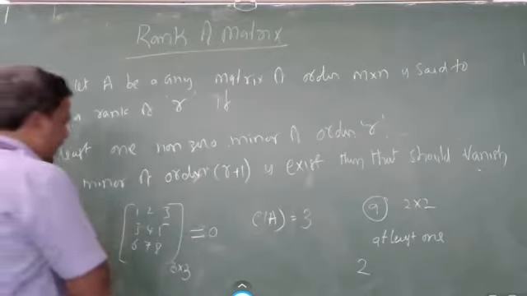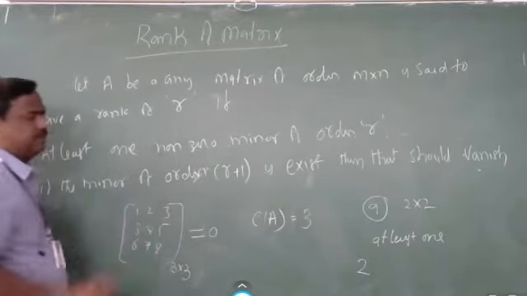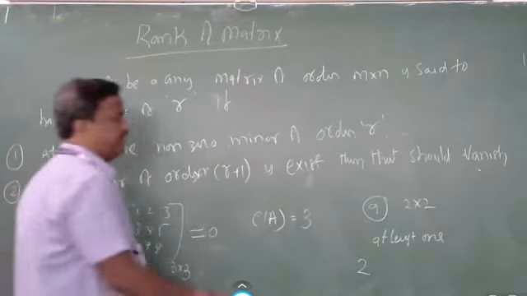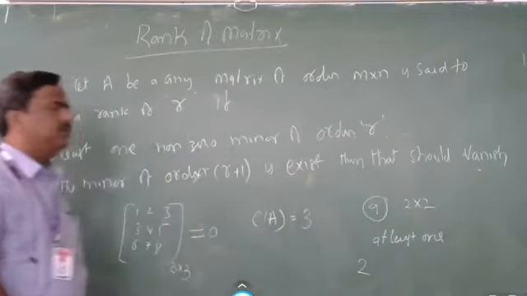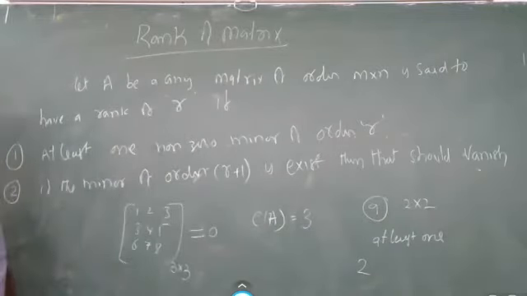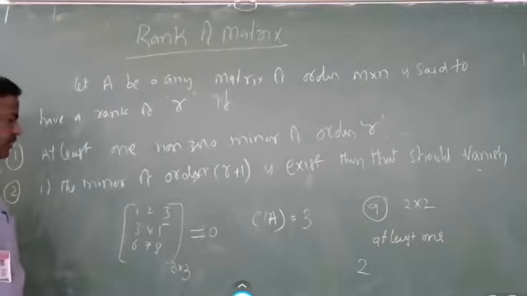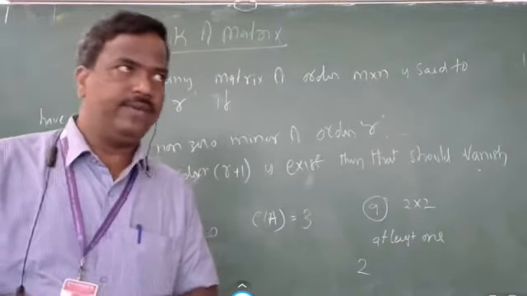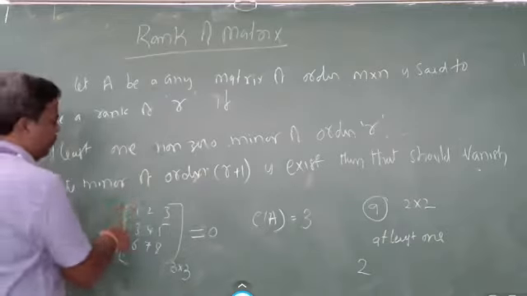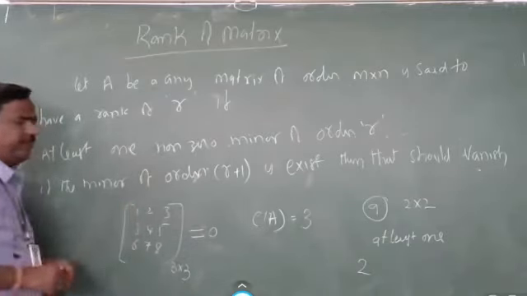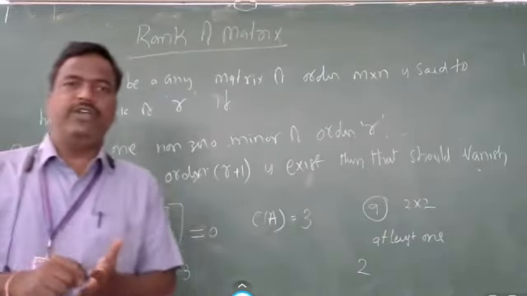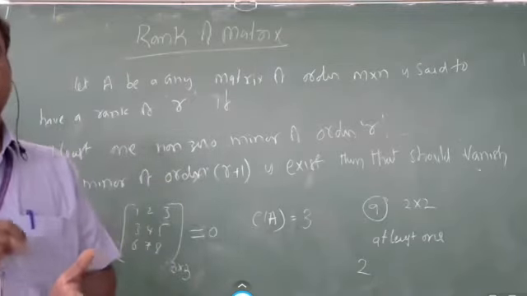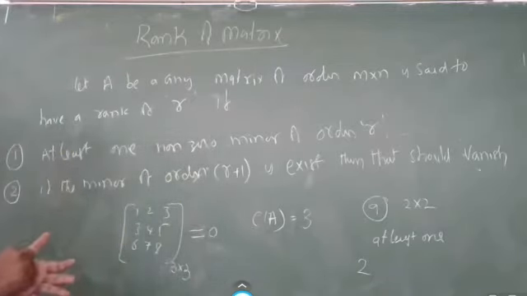If again all these 9 matrices of 2 by 2 are equal to 0, then we go for the next level. 3 by 3 is over, 2 by 2 is over, the remaining is 1 by 1. Here all are non-zero elements. So when you take a 1 by 1 matrix, definitely the rank of the matrix is 1.